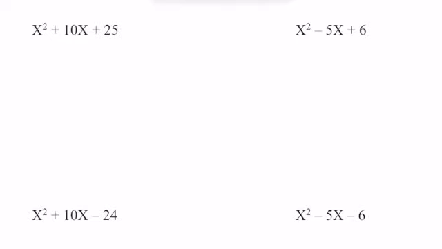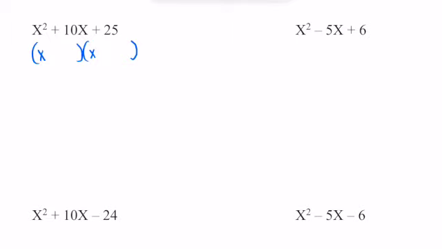When factoring a trinomial that starts with x squared, we're often looking to factor it into two binomials that will each start with x. And to determine how to complete those parentheses, we look at the last term, which in this case of our first example is a plus 25.